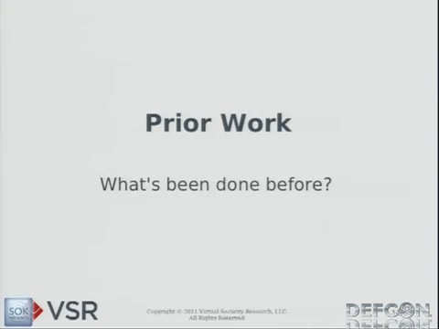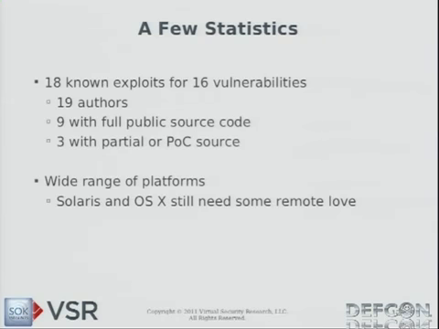So before I get into what I did, I thought it would be prudent to talk about what's been done before. So I researched every remote kernel exploit I could find anywhere. And I identified 18 exploits that have been talked about or published for 16 unique vulnerabilities. These were written by 19 people. 9 of them have full public source code, many of them Metasploit modules. 3 of them have partial or proof of concept source code, and the rest were discussed in detail at conferences without code. And these exploits cover a wide range of platforms. Solaris and OS X have not had any weaponized remote kernel exploits, so that's future work if you're into that sort of thing.